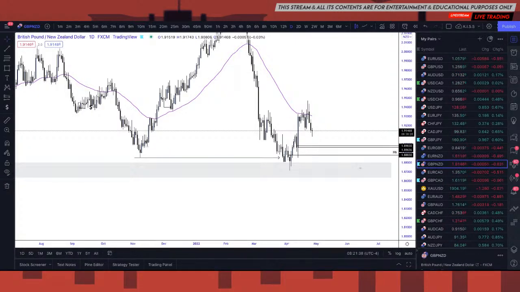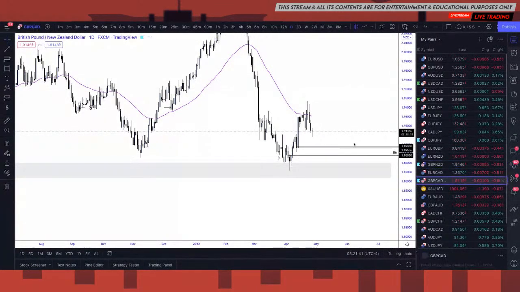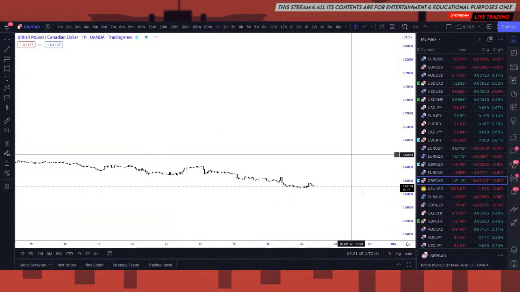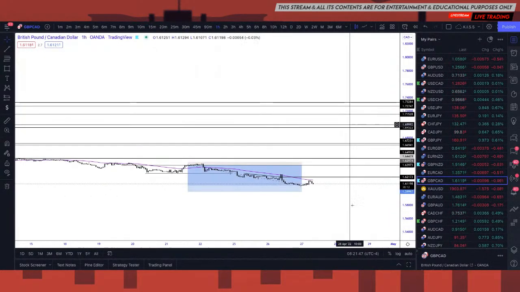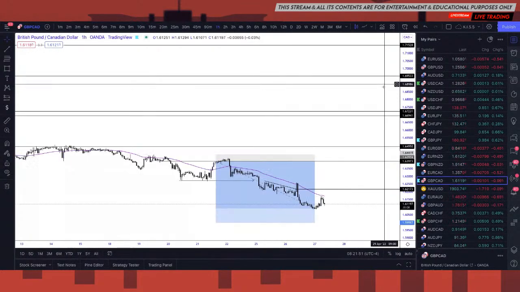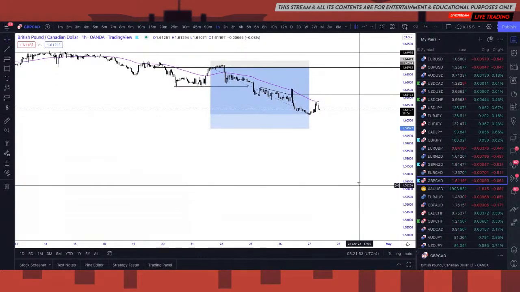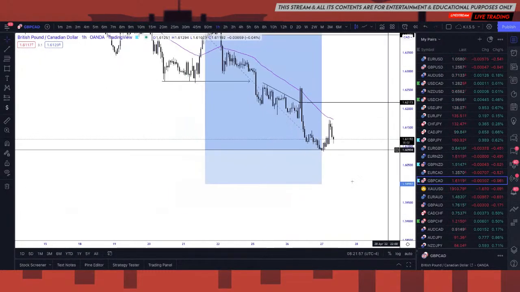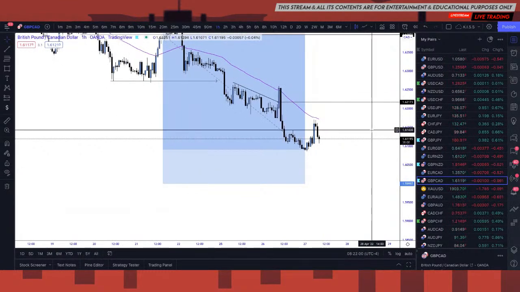Someone said GCAD short. All right, I like that. Now I'm going to try and give you guys a few trades because I know obviously this is a live session. So that's the ultimate goal here. So someone said GCAD short. I like that. What level are you looking at?